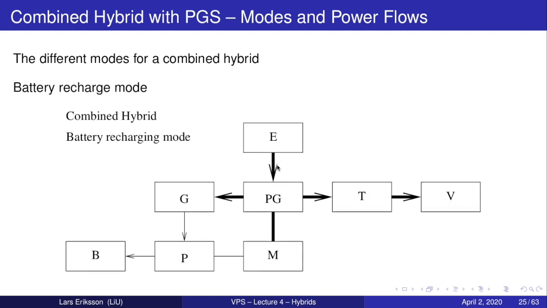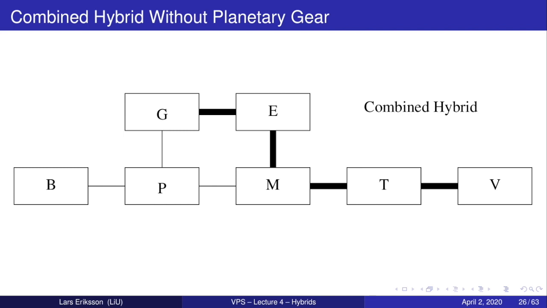When we run battery recharge mode, it's natural to just use that path from the generator and then drive the vehicle forward. And in regenerative braking mode, we can stop the combustion engine and we can take the energy in through the generator and place it into the battery. Finally, we have combined hybrid without planetary gears, where we can have mechanical couplings with the electric machine and transmission.